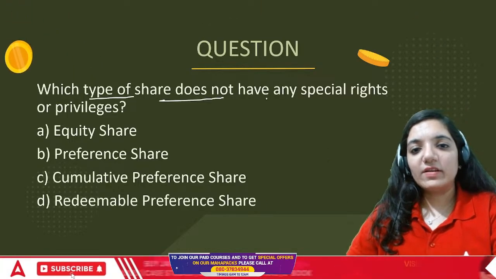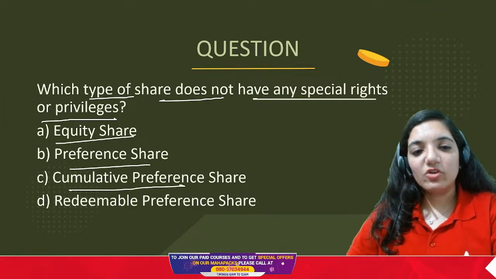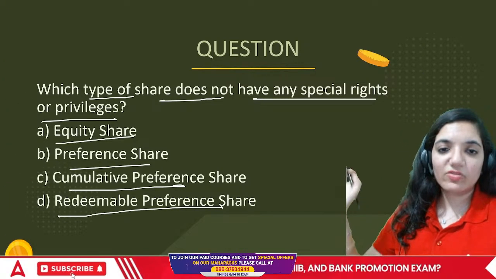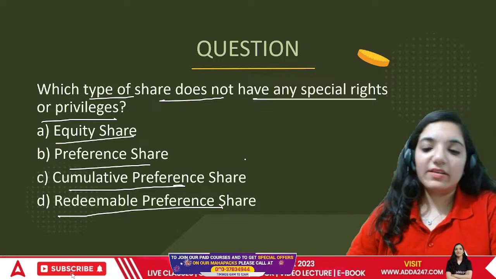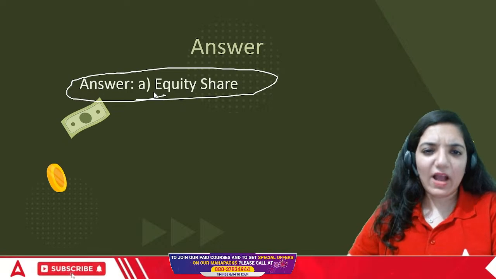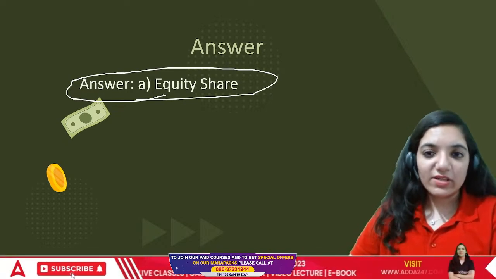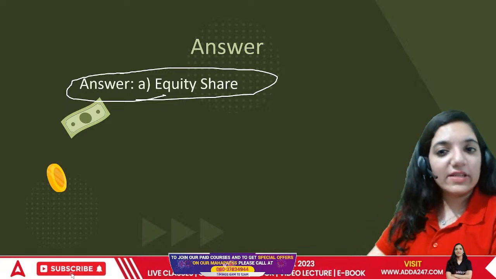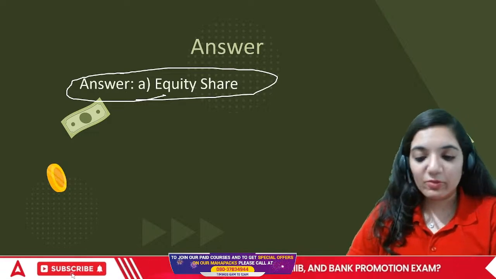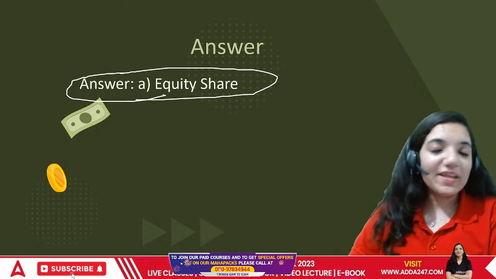Which type of share does not have a special right or privilege? Equity, preference, cumulative and redeemable. Preference shares have got a lot of privileges. There's only one kind of share which has got nothing. They just live on leftovers. That is equity share. But how harsh it sounds, huh? That equity shareholder lives on leftovers. So does it really happen that way? Overall it doesn't, because when the company makes surplus profit, who will have that? It will always be the equity shareholder. Nobody else is going to have it.